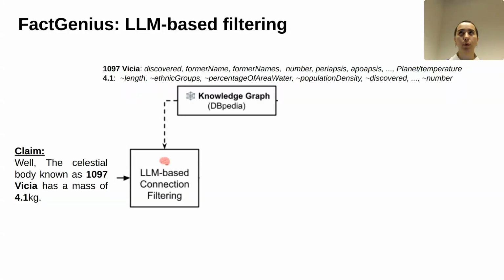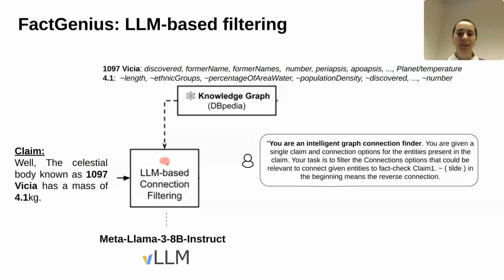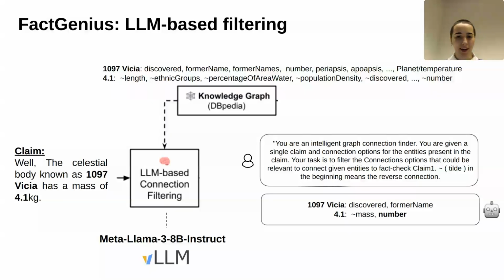So we want to filter these subgraphs. And to do that, what we did, we used LLMs. We prompted them, we gave them the claim, we gave them the relevant entities and relations, and we asked the LLMs to filter for us the relevant relations. So you can see the list gets much, much smaller. So this is now manageable to give as input to the classifier.